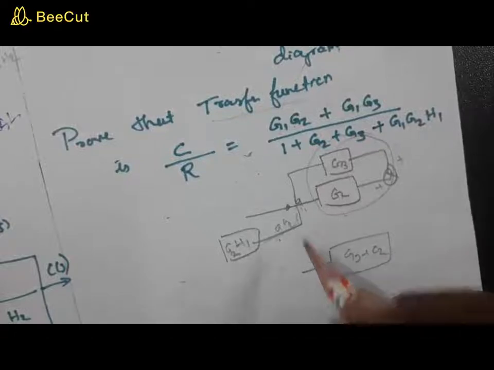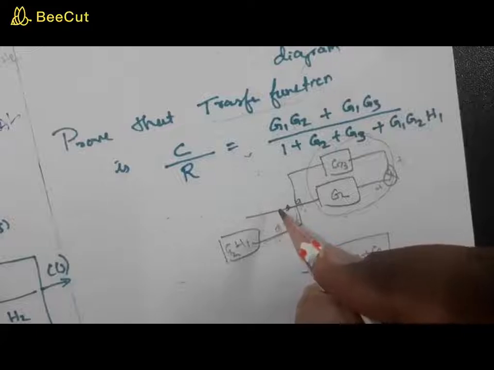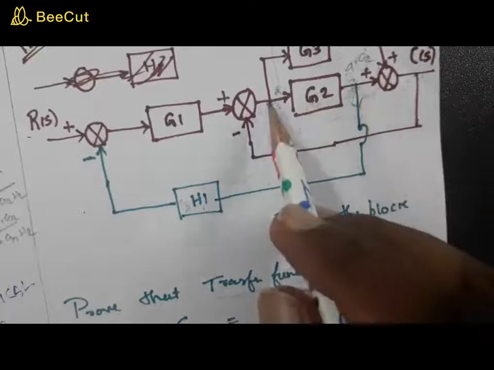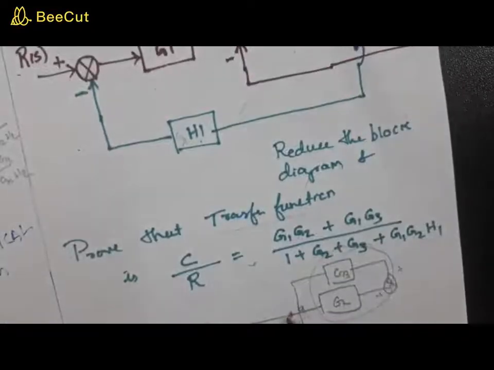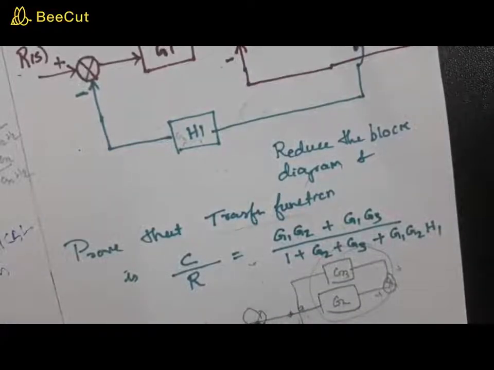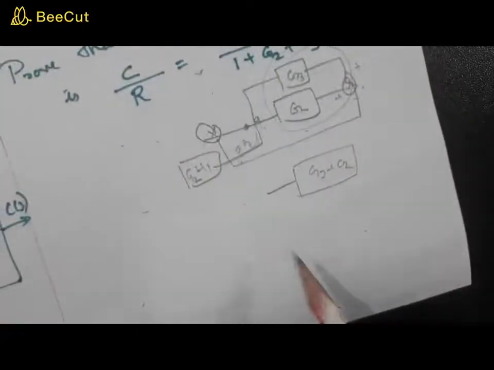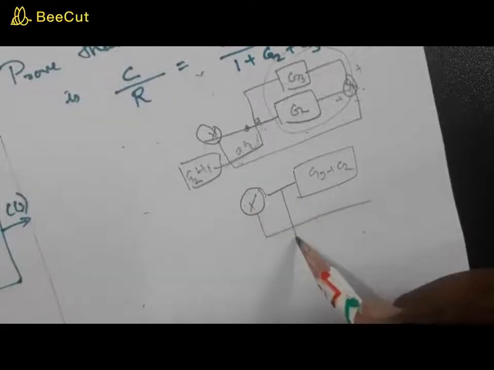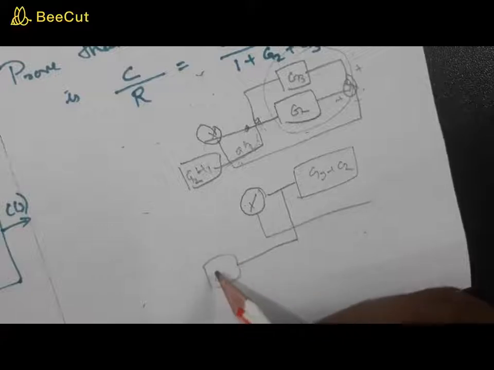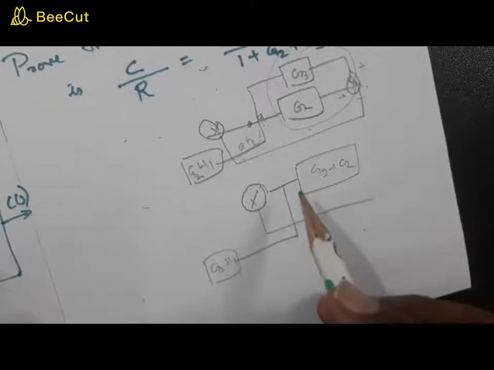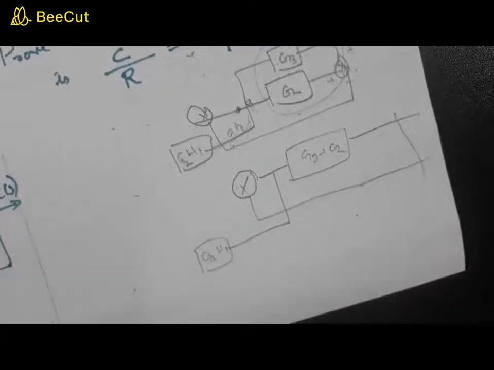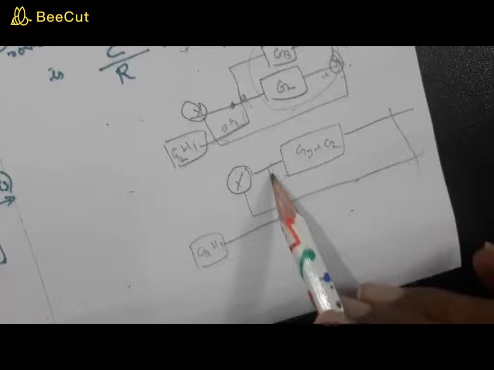Now you are bringing this point to this, right? So you have a summer here, and the summer is coming like this. This is how it is. Now you have a summer like this, and you have a connection like this, that is G2 H1. Now this is the scenario. Now what's the problem? This is going to be the problem, right?